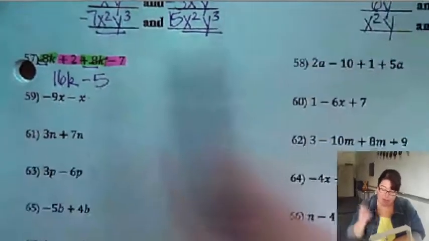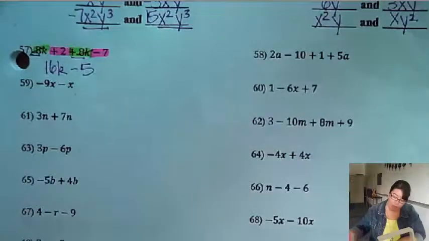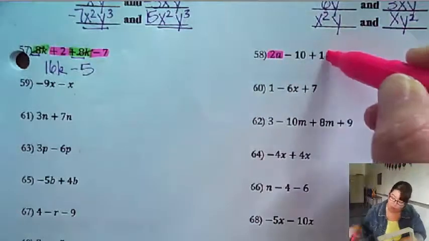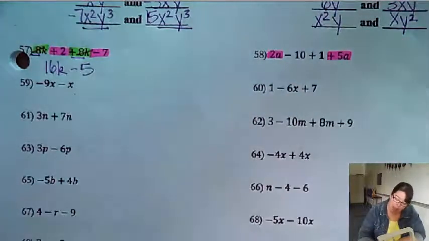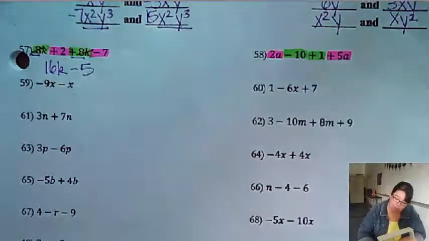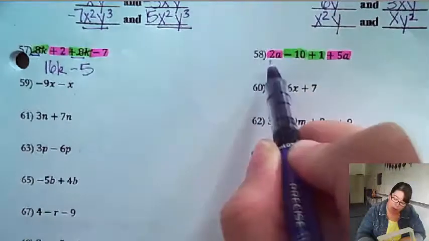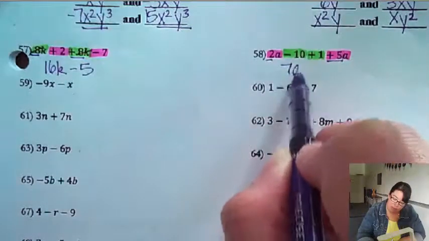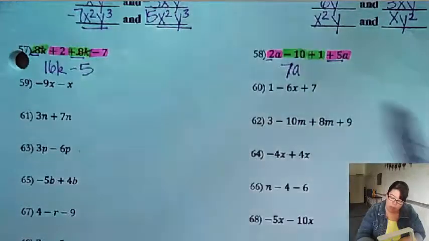Let's take a look at 58. Again, I'm going to go through and I'm going to highlight my variable terms with their coefficients and my constant terms with their signs, keeping those signs attached. Starting with my variable term, I have 2 and positive 5. That gives me 7a, and I combine those two, and they're done.